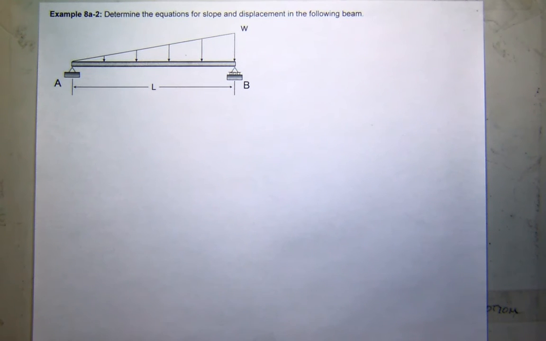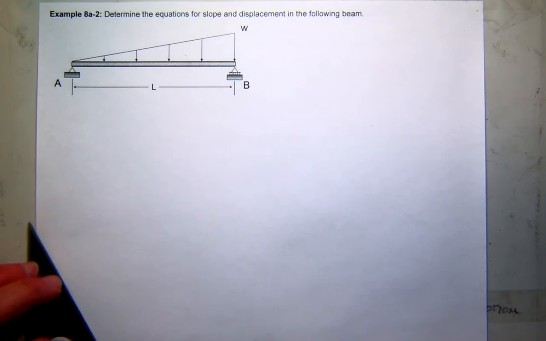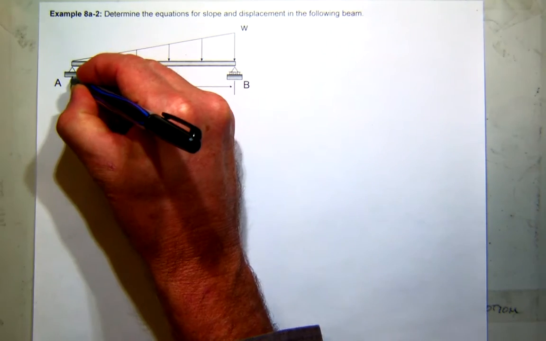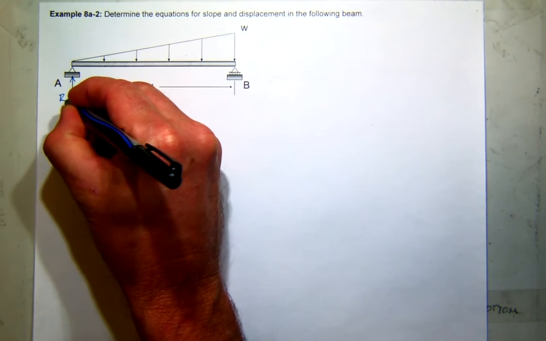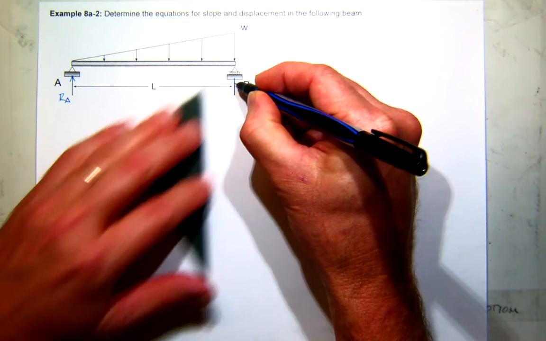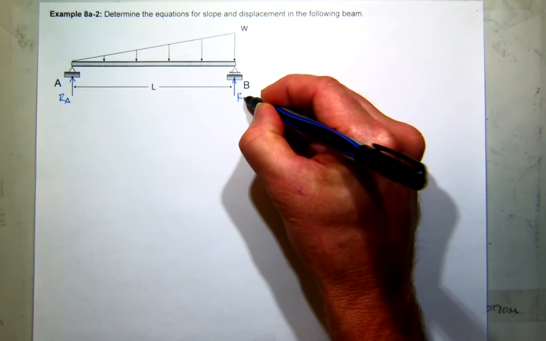So just like in the previous problem, I'm going to find my reactions first. So I'll call this the reaction at A, and then go over here at B, find the reaction at B.